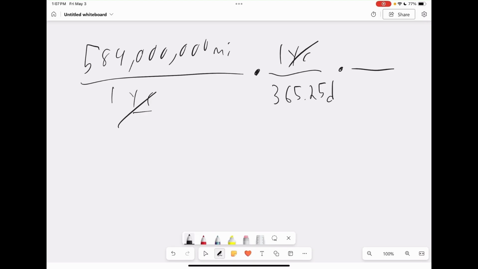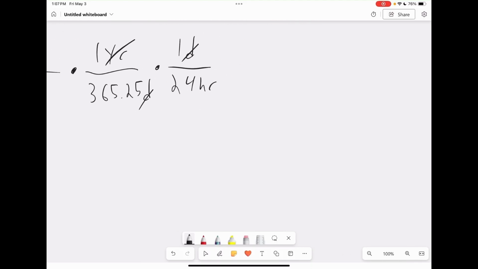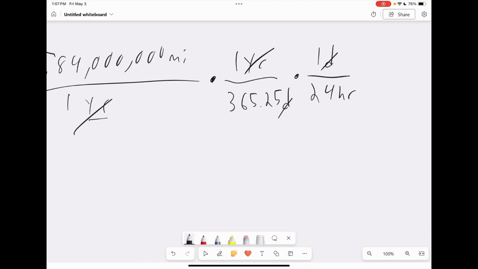Years cancels years. Now we have miles per day. Cool. Okay. Next, let's try this again. I want seconds, remember. Days. I don't know days to seconds, but I do know days to hours. So I could say that in 1 day, there are 24 hours. I'm going to put it in this order so that my D's cancel and my time unit is still on the bottom. So I now have 24 hours on the bottom.